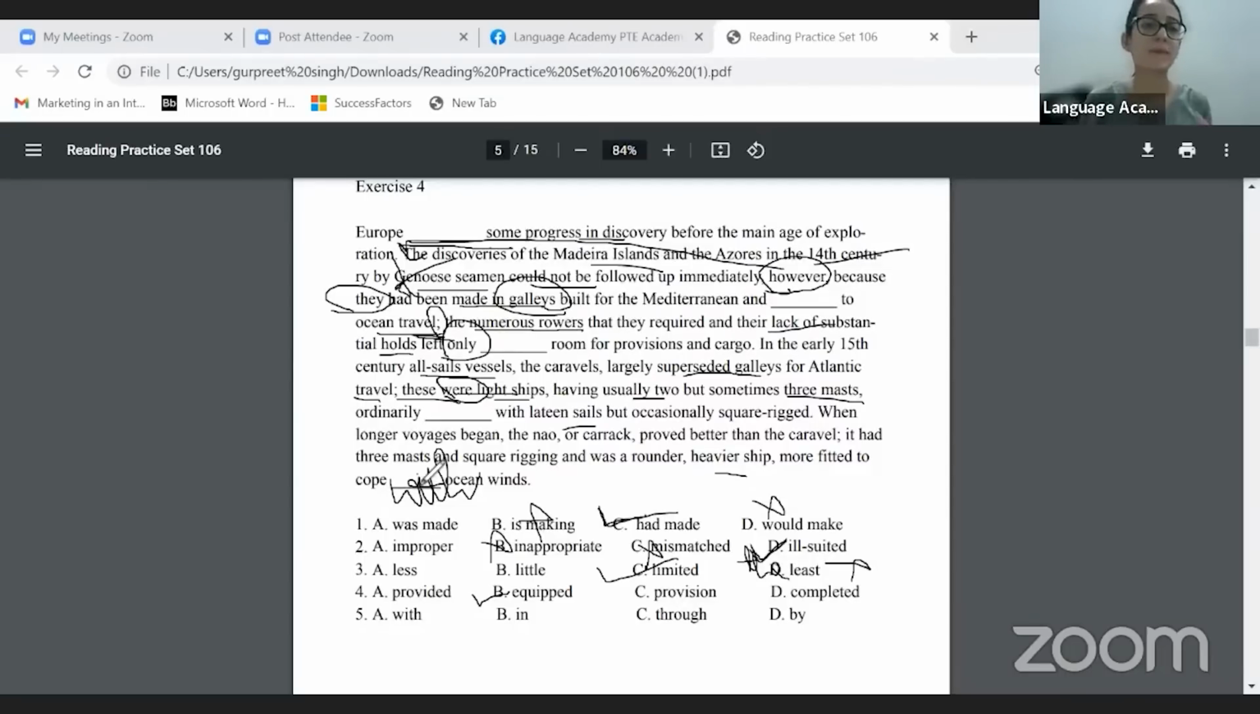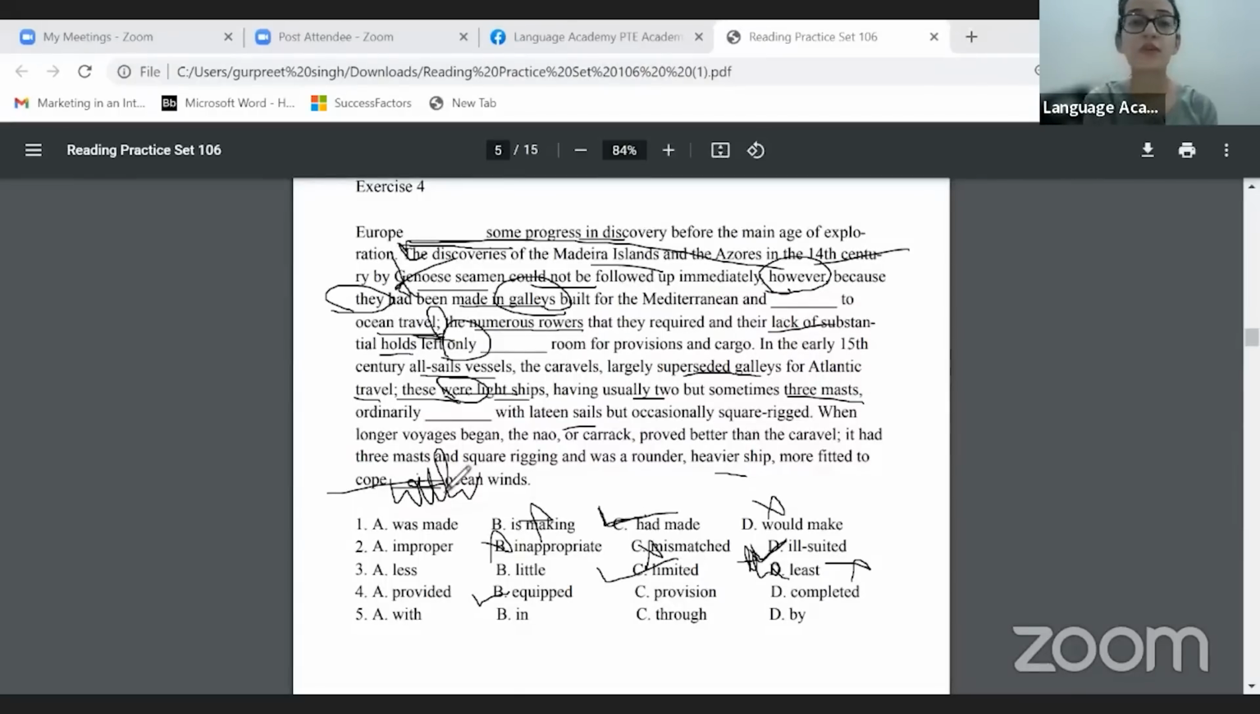You cannot just make it a big deal and keep sitting. So you have to come over it, you have to get over it, you have to finish that thing. That is cope with. Like here they say these ships were more fitted to cope with ocean winds, means to deal with. They were better to cross the ocean winds, means they had some properties that helped them to come over the ocean winds, which other ships cannot.